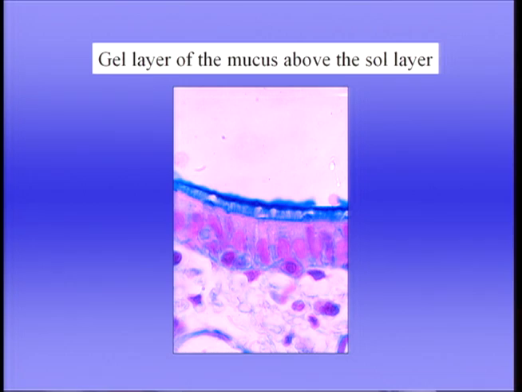Now, this one is not so nice, I think, particularly, but I'll show it to you. This is the mucus layer, just here. Here you've got the epithelium, the epithelial cells, and you've got the cilia here. And you can see that there are two layers to the mucus. There's a very dark layer, this is the lumen of the airway, so towards the lumen you've got the gel layer, the very dark staining, and then you've got the sol layer with the cilia working within it.